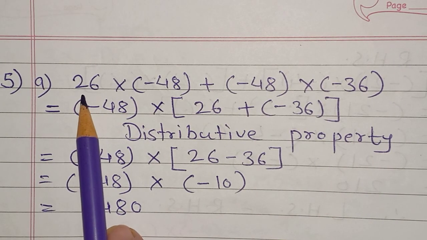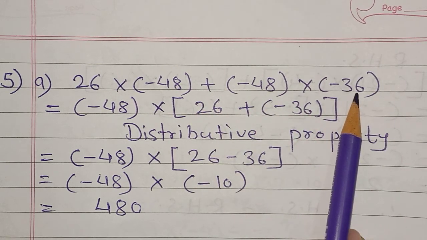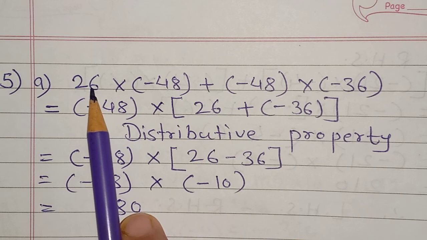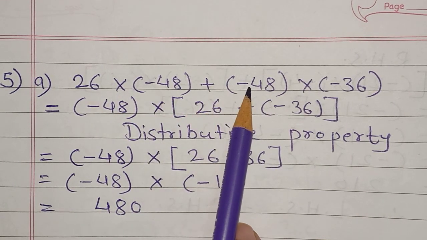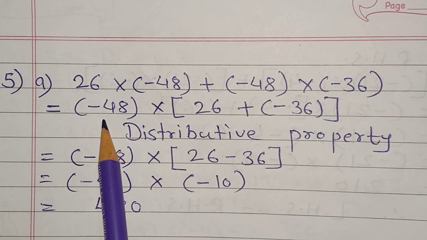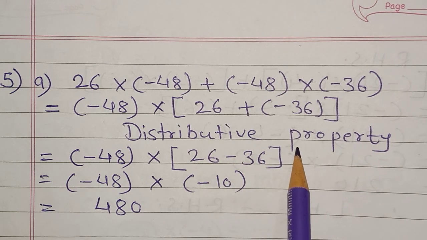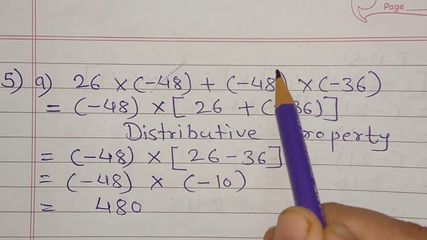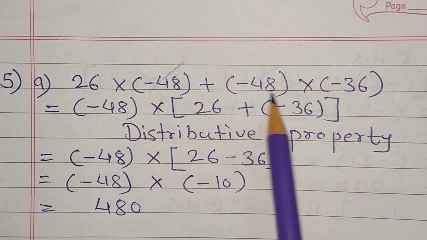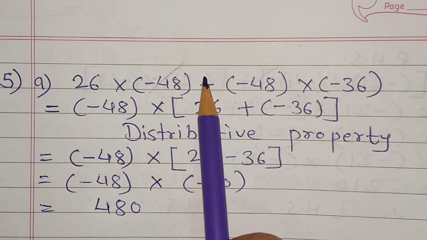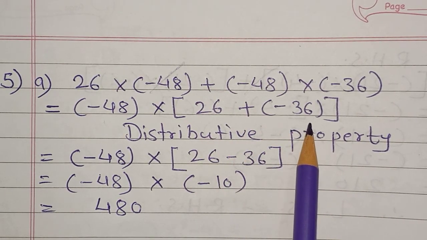First one is 26 into minus 48 plus minus 48 into minus 36. As we have seen on both sides, minus 48 is common, so I have written it one time. So I have used distributive property here. So minus 48 and minus 48 go from both the sides. What will remain? 26 and minus 36. The middle sign is plus. So I have written into bracket 26 plus into bracket minus 36.